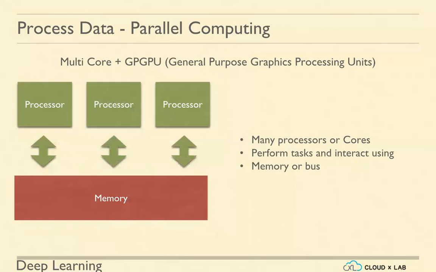GPGPU, General Purpose Graphics Processing Unit, meaning we can have many processors running in your computer so that they can do far more computation in parallel. This is the second form of parallel computing, whereby you have many processors or cores that perform tasks and interact using the memory or a bus. Now GPGPUs have become really powerful today, and that's another reason.